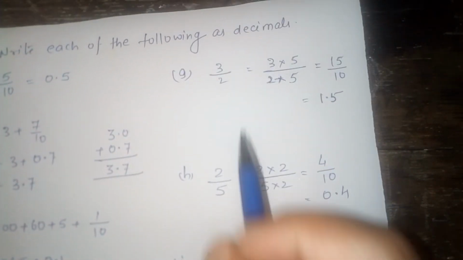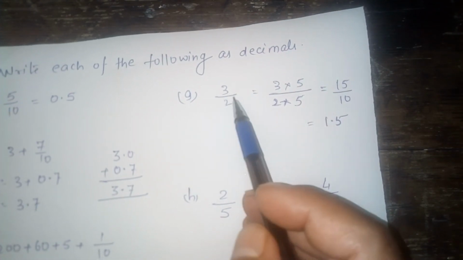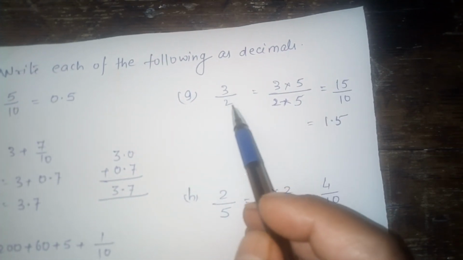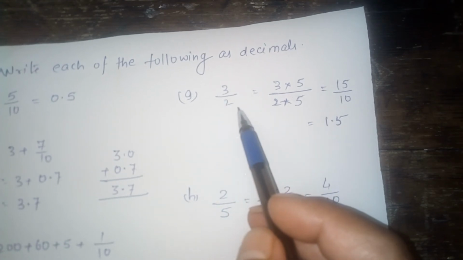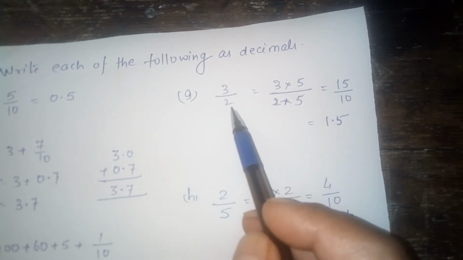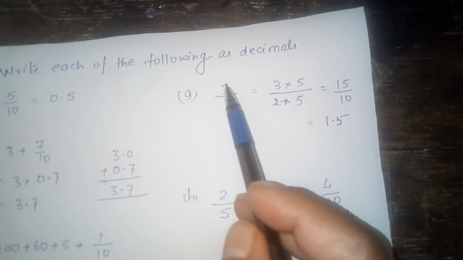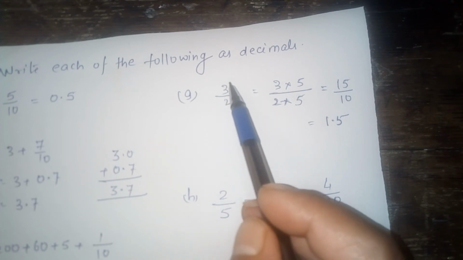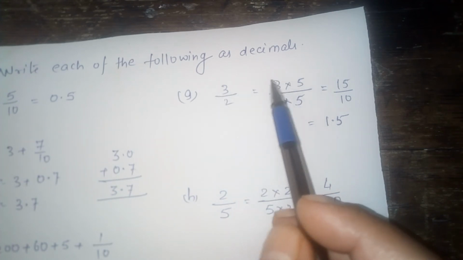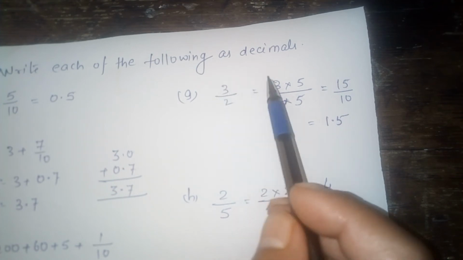Okay, my dear student, your next question is 3 upon 2. Please look here, this is a different type of question. In 3 upon 2, 3 is the numerator and 2 is the denominator. So how will you convert this fraction into decimal form?